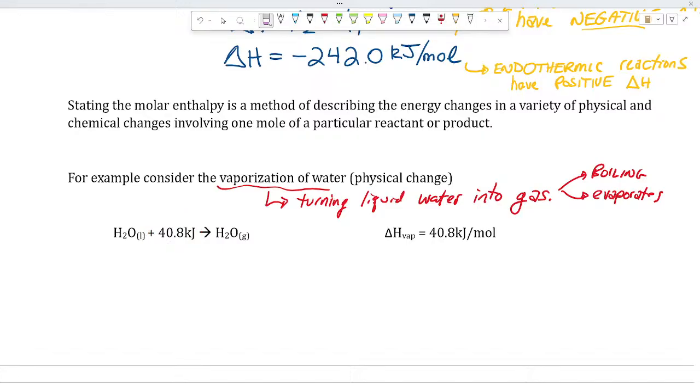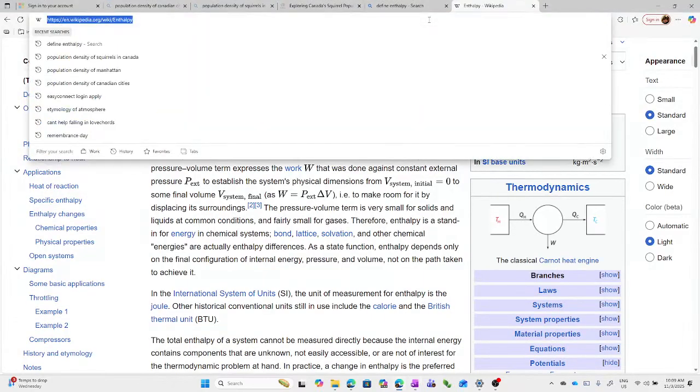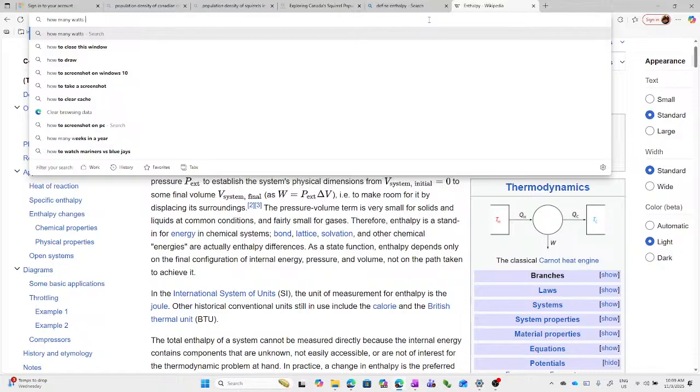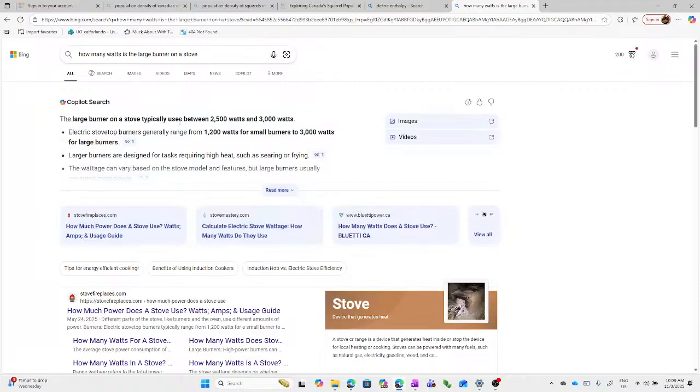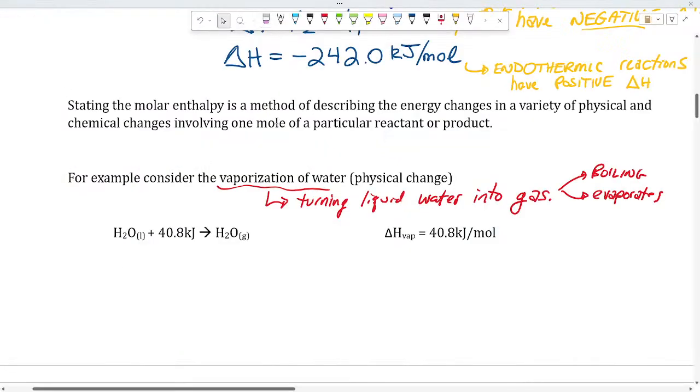which is like, do you guys know how much energy that is? Just to give you a sense. How big is a big burner on a stove? How many watts is the large burner on a stove? So the large burner on a stove typically uses 3,000 watts. Does that make sense? So we'll go with that number.